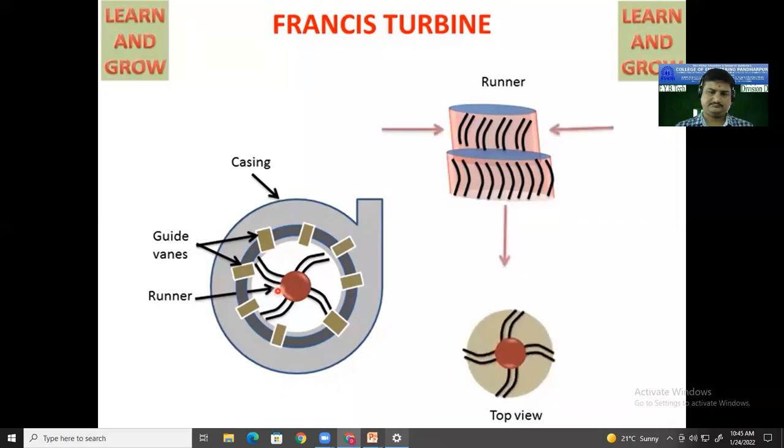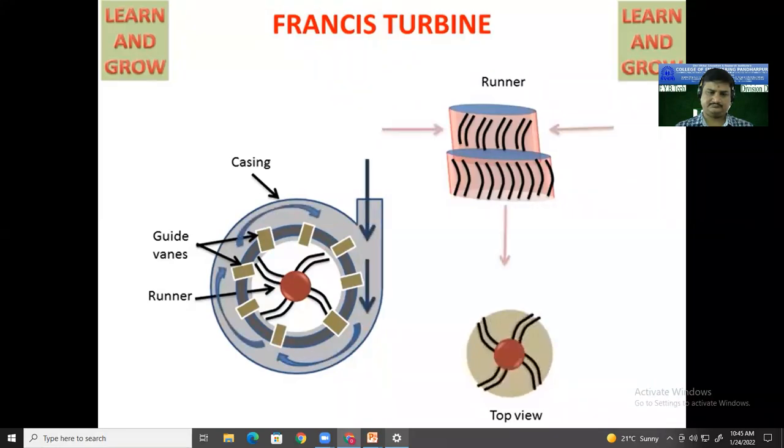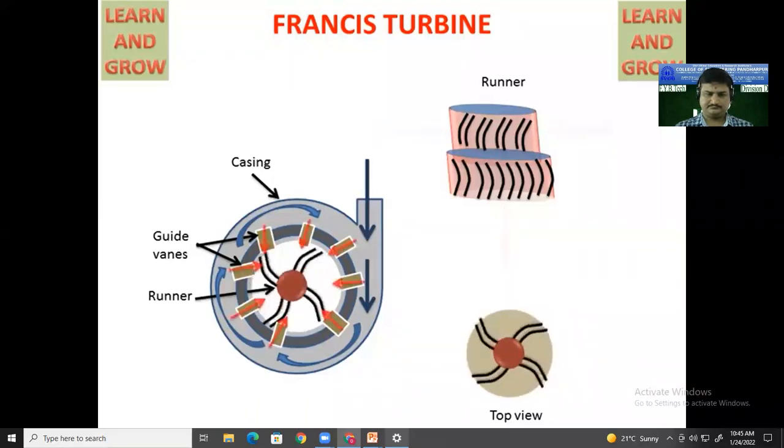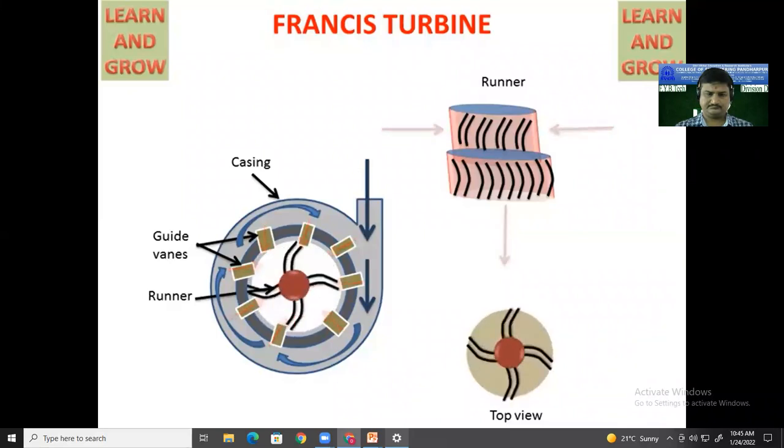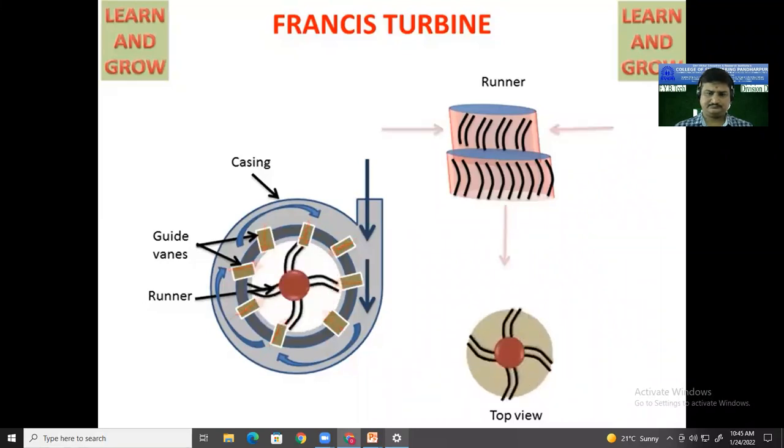Now we see this working in this casing. When water will come through the casing, it will rotate in the casing, and by the rotation it will enter in the guide vanes. From the guide vanes it will enter in the runner blades and runner will start rotating. The pressure and kinetic energy both are used in the Francis turbine for rotating the runner.